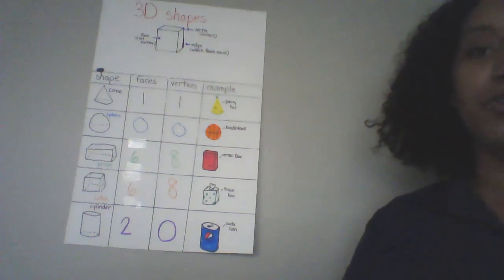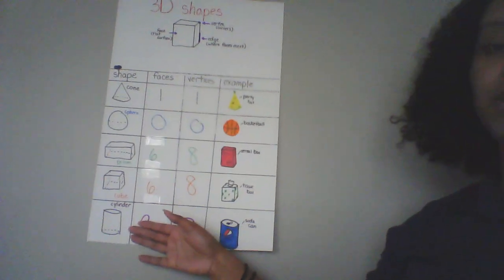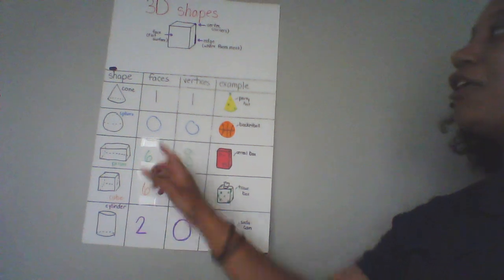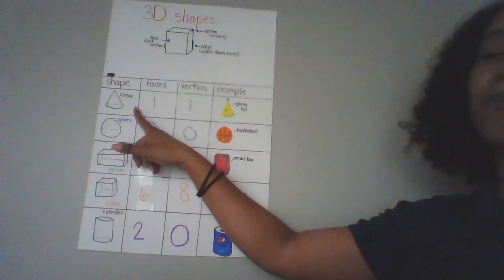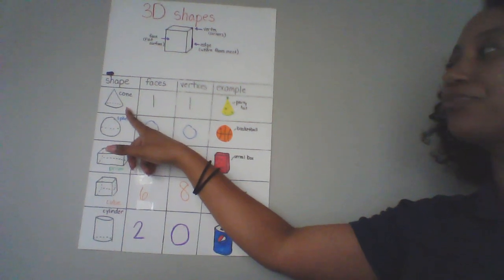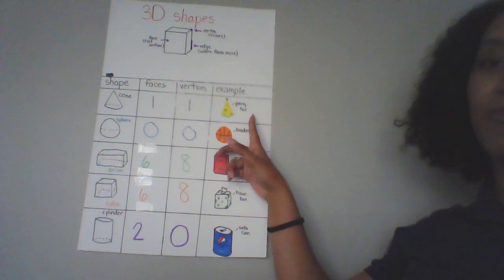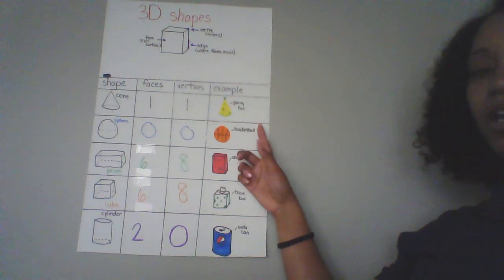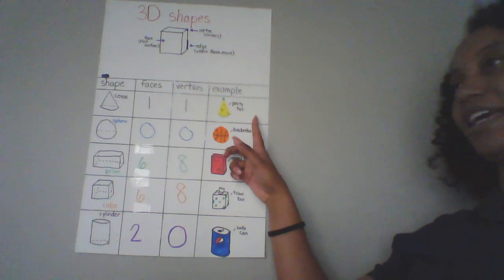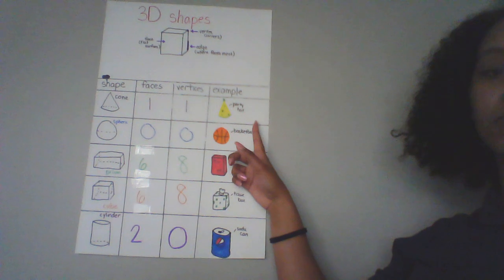So now that you know those three words, let's take a look at some of the names of the 3D shapes that you're going to learn about. The first one is a cone. By looking at a cone, I'm going to go all the way over here to my example. What does a cone remind me of? Well, a cone reminds me of a party hat if I'm at a birthday. It also can remind me of an ice cream cone. What does a cone remind you of?